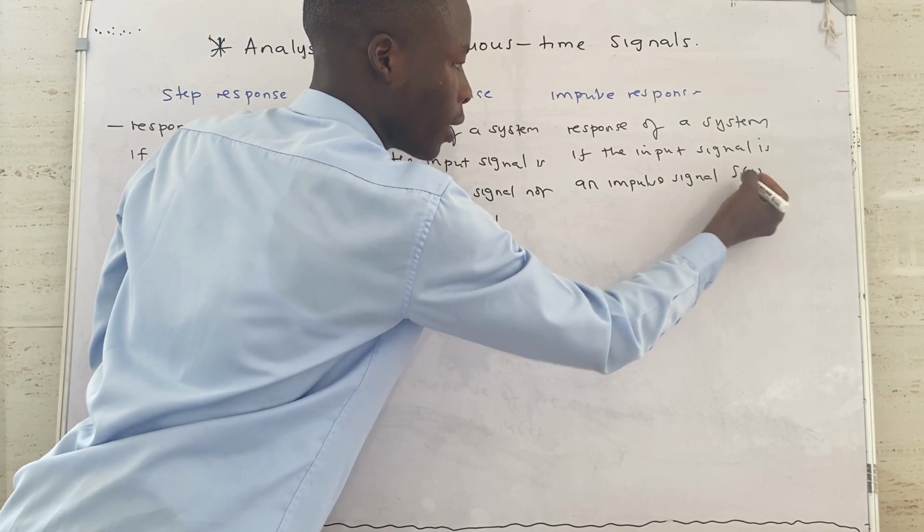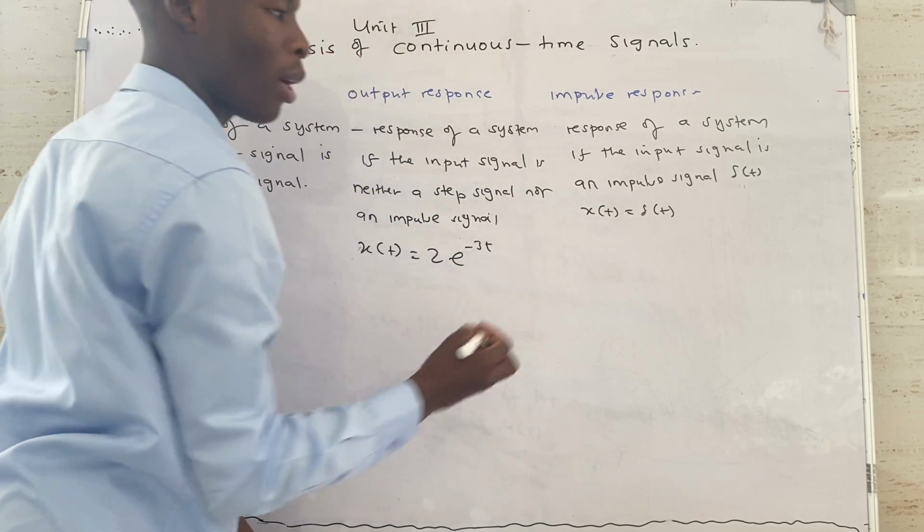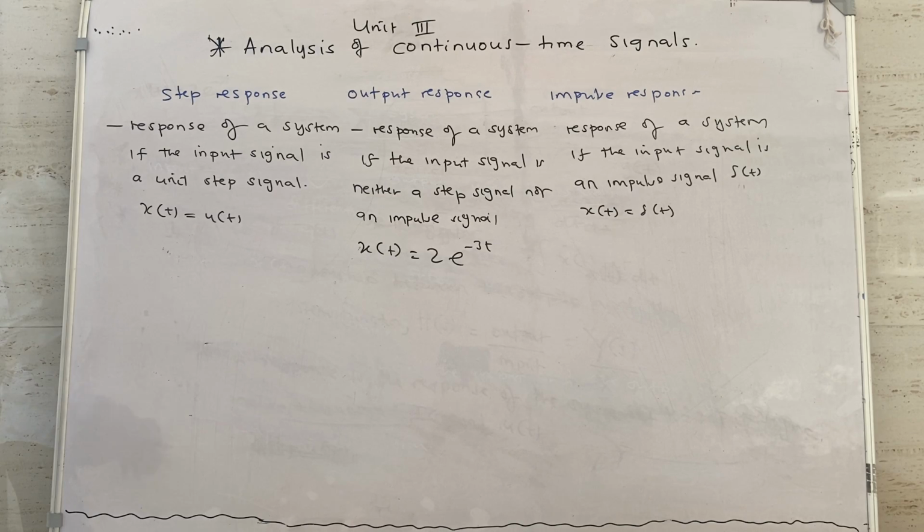That is delta of what? T. So in this case, I'm saying x of t is equal to what? Is equal to delta of t. x of t is equal to delta of t. This is very, very important.